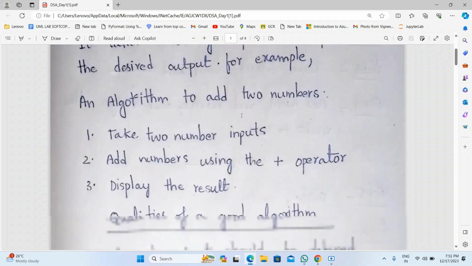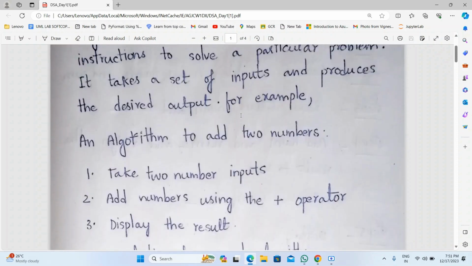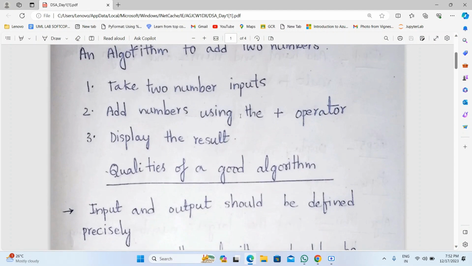For example, an algorithm to add two numbers. The first step is take two number inputs. The second step is add numbers using the plus operator. The third step is display the result.